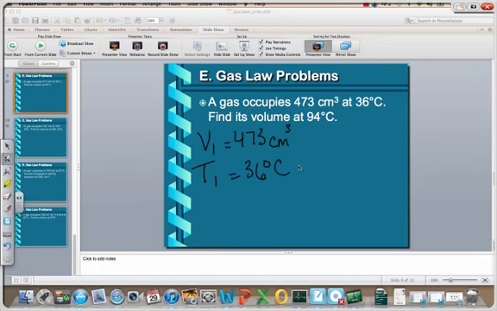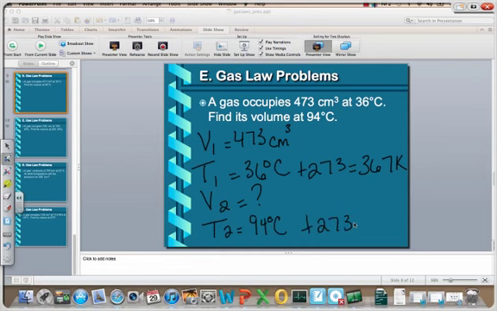All you need to do to convert to Kelvin is just add 273. So 36 plus 273 gives me 367 Kelvin. The next thing, it says find its volume. So we're looking for a volume. We don't know what the second volume is after its temperature changes to 94 degrees Celsius. The temperature went up in this case, and again, it was given in Celsius. Can't have that, so let's go ahead and convert it.